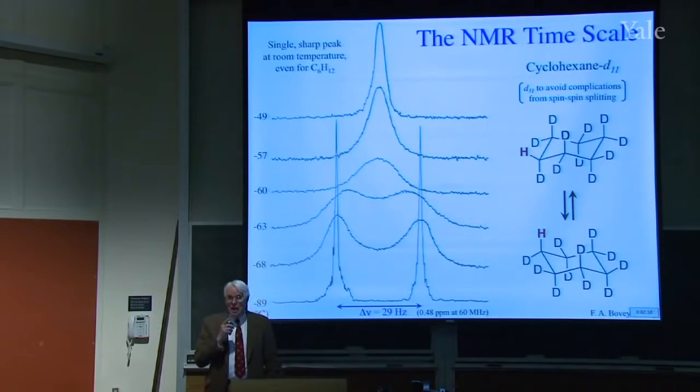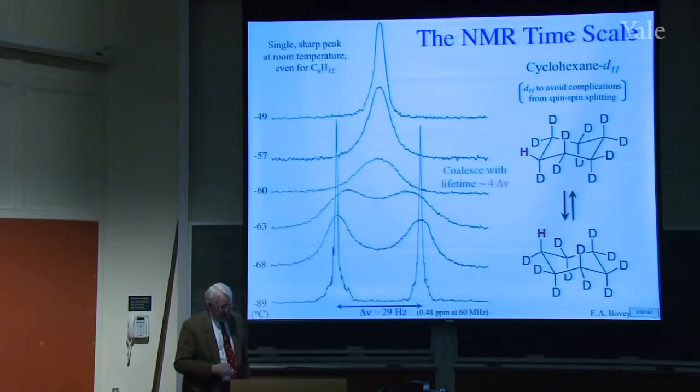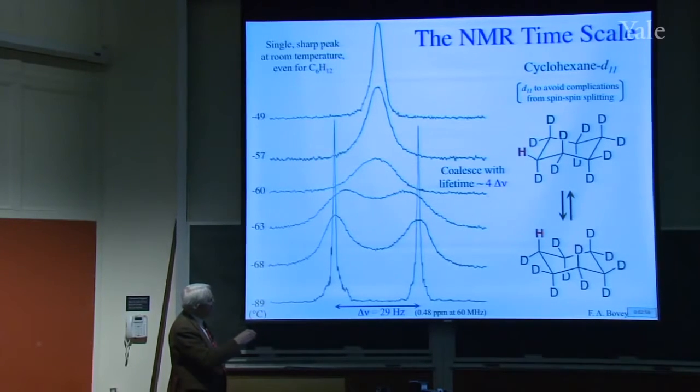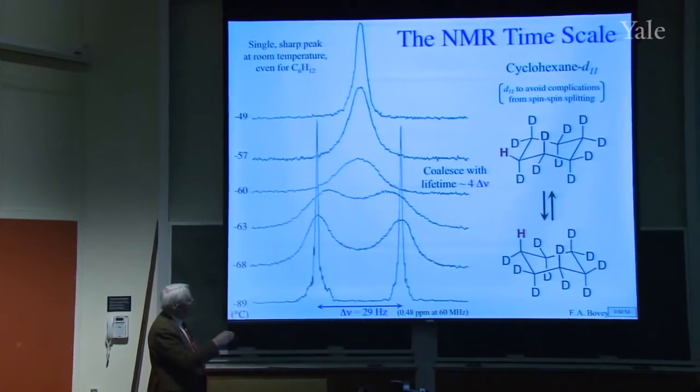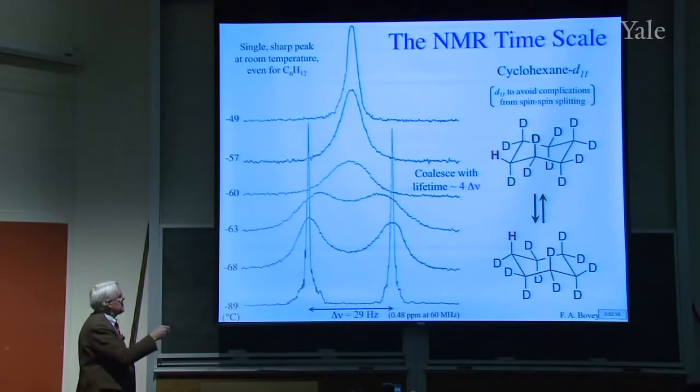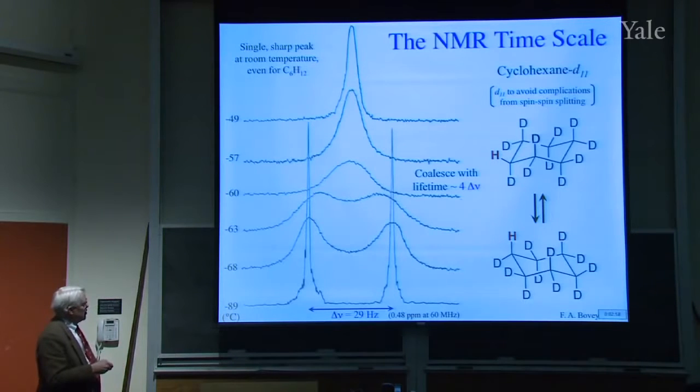But this allows you to tell how fast, because you know this frequency difference, right? So it turns out that they coalesce to give a single peak when the lifetime is about the same as that. It's actually 4 times that, but for qualitative purposes, it's the same at the time they coalesce. So it's about 100 times a second, right, that it's flipping back and forth at minus 60 degrees.